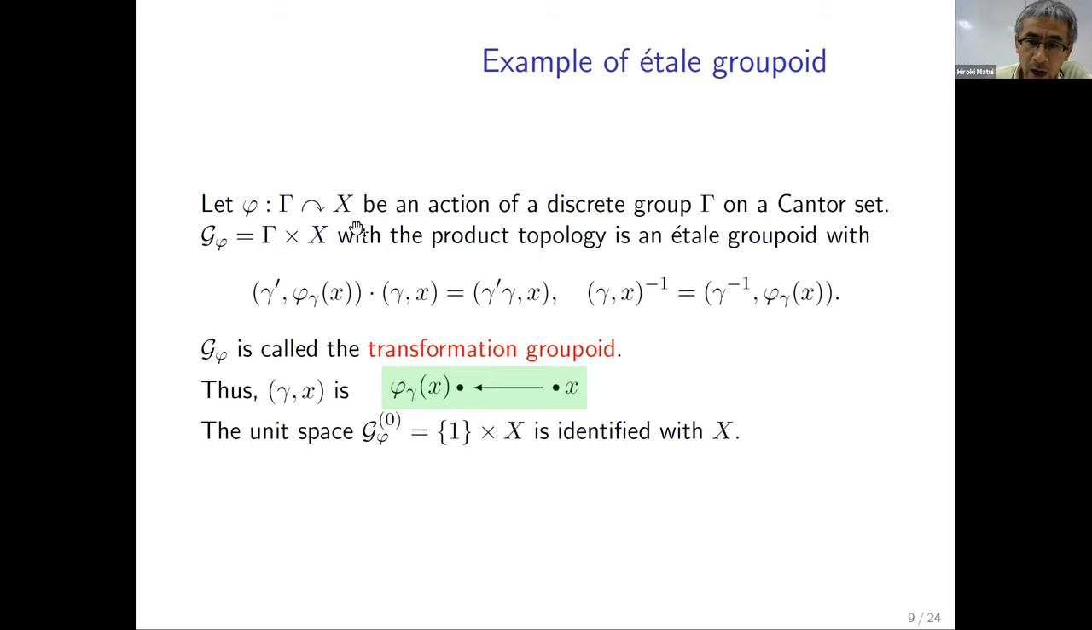So the pair (gamma, x) in G phi is thought of as this arrow. And the unit space G phi zero is 1 times X, which is naturally identified with X. So we have already seen these transformation groupoids in the case of the actions of the integers and also Z^n.